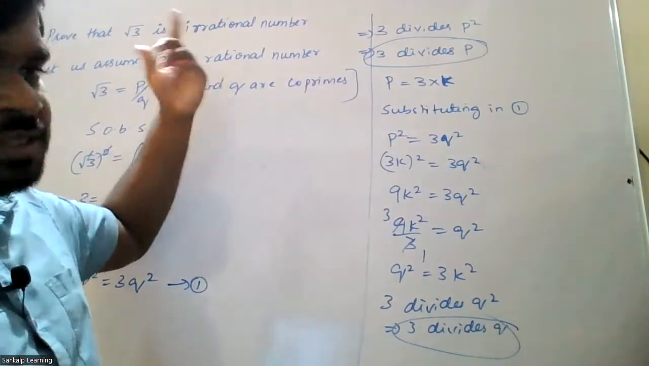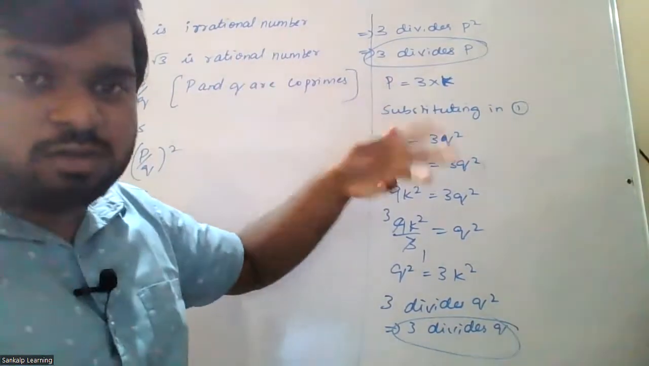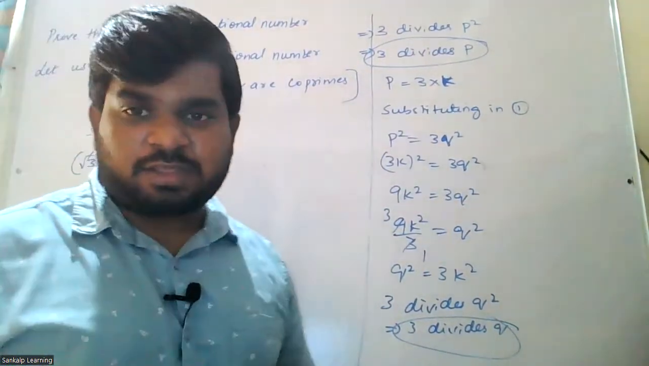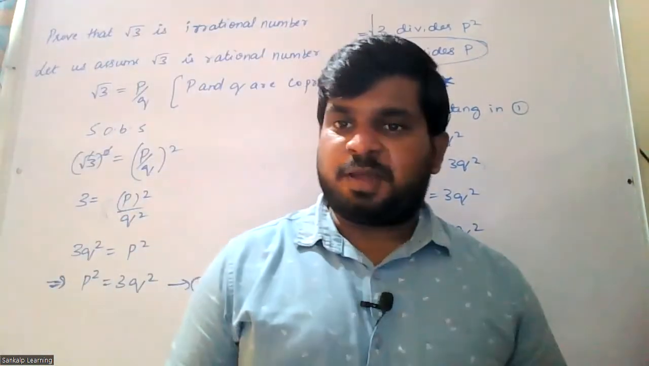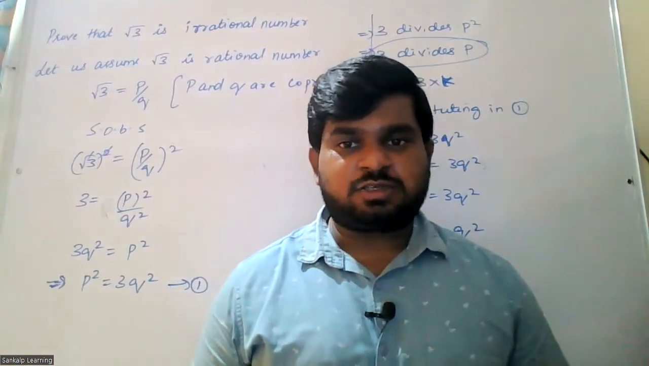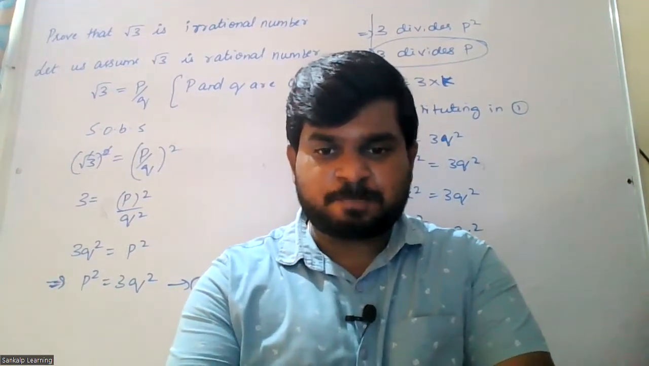If this is wrong, what is correct? Root 3 is rational is wrong. Therefore, the correct thing is irrational number. Okay. So this method we call it as contradiction method. A very important question from the exam point of view. Let's solve a few more problems based on this.